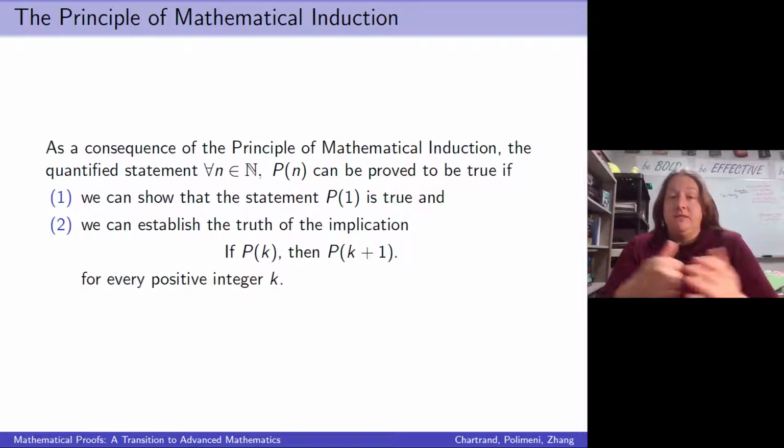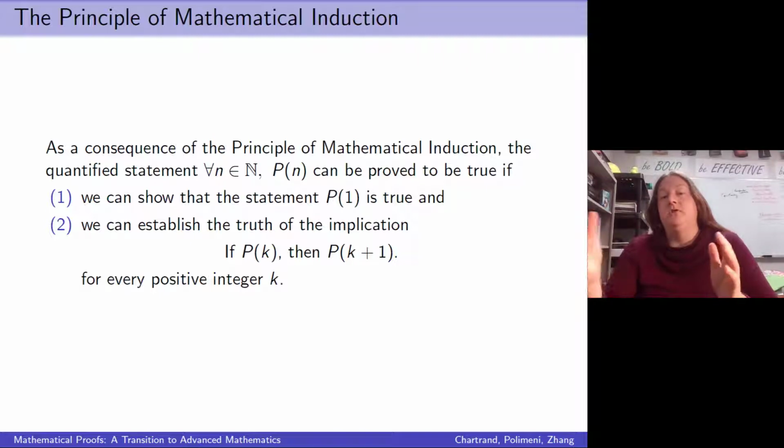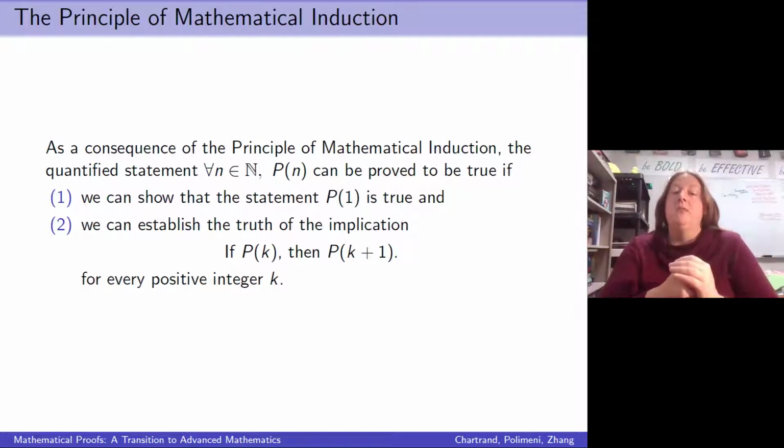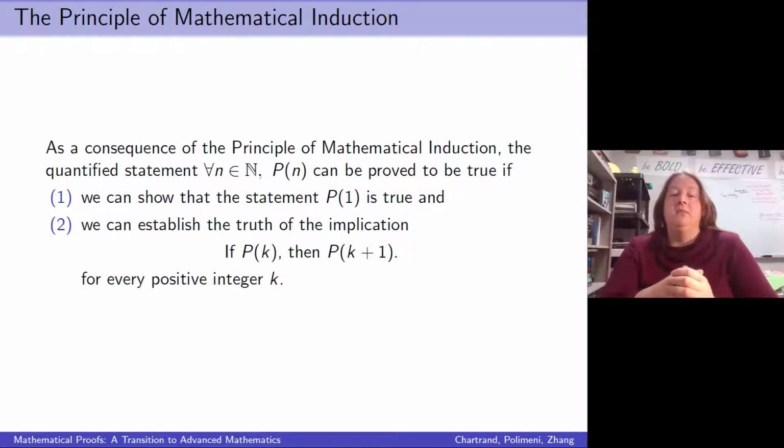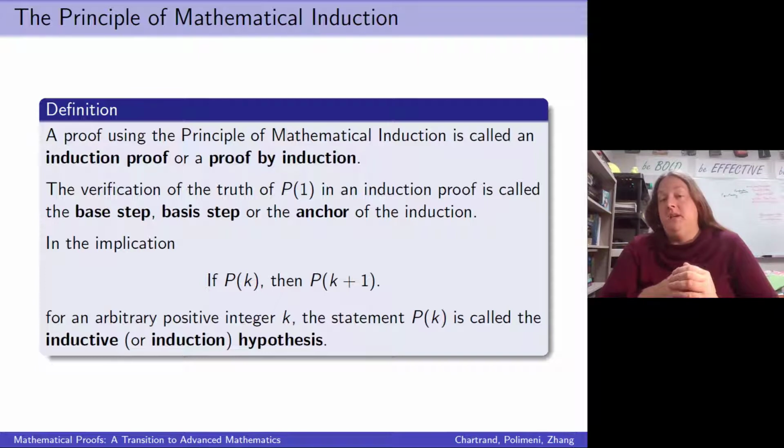And the consequence of this is if we want to prove a statement P of n is true for all n in the natural numbers, all the positive integers, we can prove it by showing that P of 1 is true, and then showing the implication: if P of k, then P of k plus 1 is true for every positive integer k. So whenever we complete a proof of the statement P of n this way, we're completing an induction proof or a proof by induction.